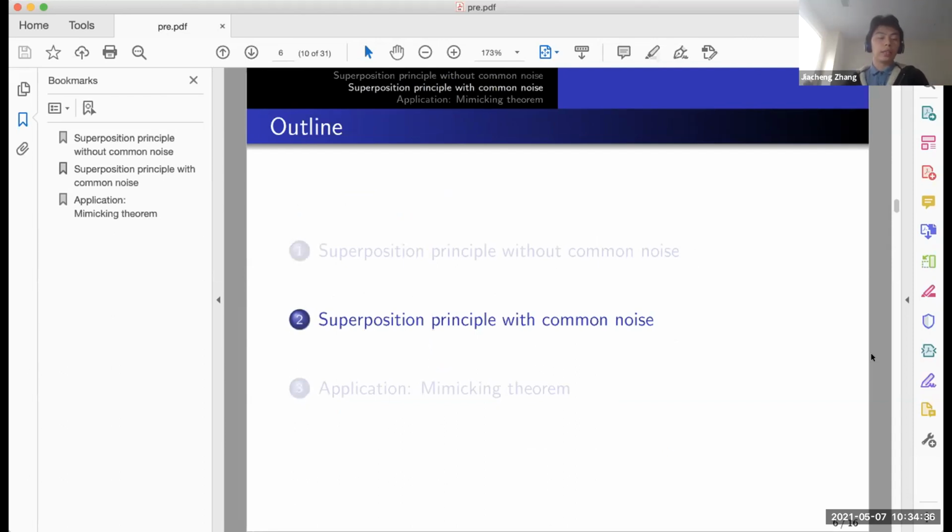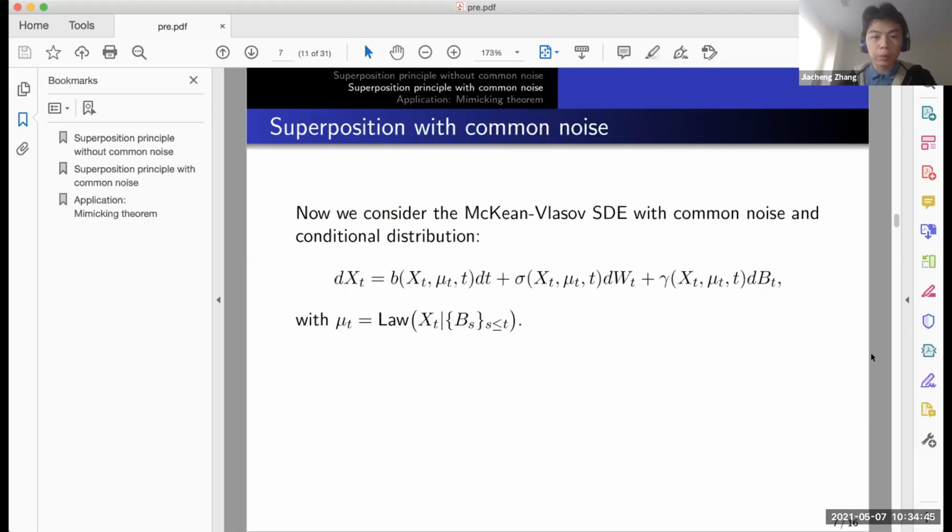And so the next part is the main result for our talk. So basically, we will consider some superposition principle with the common noise. By the common noise, we are looking at McKean-Vlasov type SDE with the common noise and this conditional distribution, in the sense that we are looking at some process X_t, where the drift part is b(X_t, mu_t, t), and the diffusion part, we will split it into two parts, where the first part is driven by this Brownian motion dW_t, and then the next part is driven by some other Brownian motion dB_t.